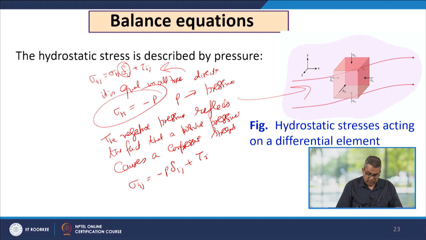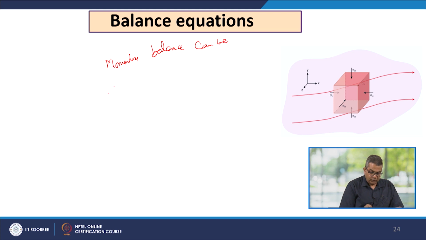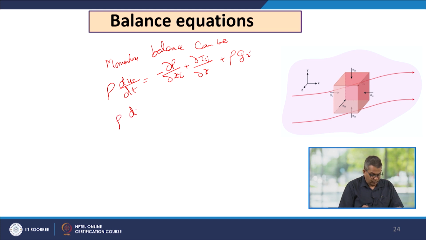So, using the definition of total stress, the momentum balance can be written as rho dui over dt is equal to minus del p over del xi plus del tau ij over del xj plus rho gi, and rho du over dt is equal to minus del p, that is, the Kronecker delta p, plus del tau plus rho g.